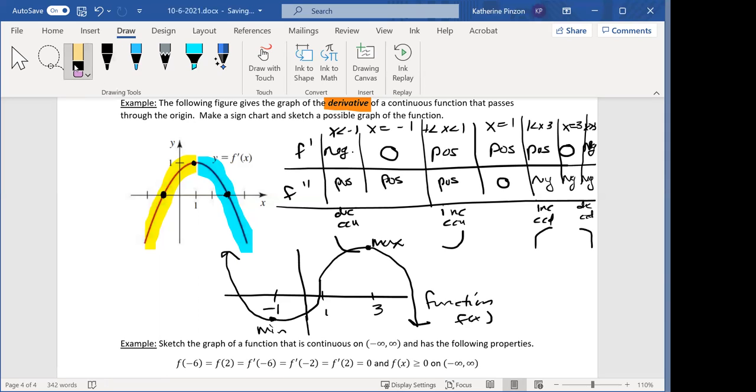Let me move this up a little bit so it doesn't get in the way. There. Do I have any inflection points? At x equals 1, I have an inflection point. I was concave up before x equals 1, and I'm concave down after x equals 1. So I have an inflection point there.